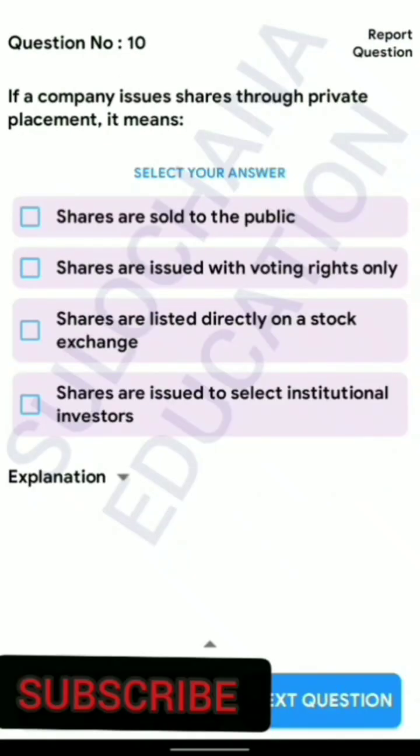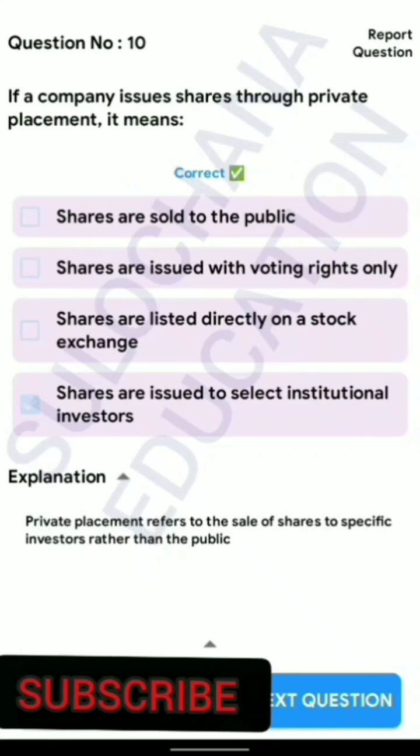If a company issues shares through private placement, it means, options are A, shares are sold to the public, B, shares are issued with voting rights only, C, shares are listed directly on a stock exchange, D, shares are issued to select institutional investors. Correct answer is D, option D.